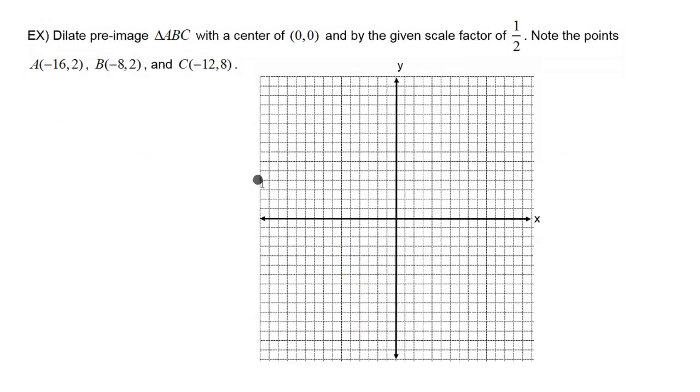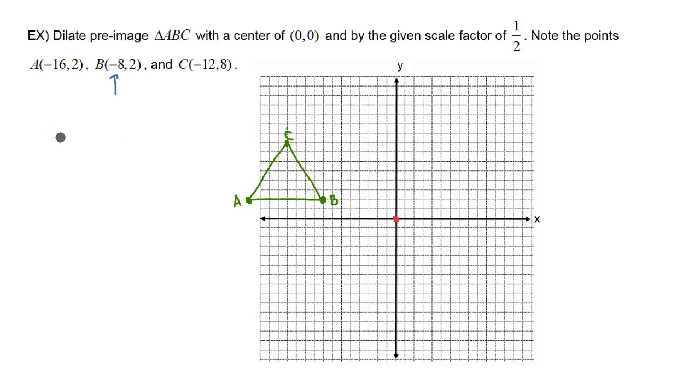In this third example, we have a pre-image triangle ABC, and it's got a center of 0, 0 as well, and we want to dilate it. The first thing I want to do is plot all these points, so I'm going to go ahead and do that. I'm also going to put in a 0, 0 here for the center. And now I'm going to do my dilation. So I'm going to start with point B here. And it looks like we move to our left 1, 2, 3, 4, 5, 6, 7, 8 times, and then up twice.